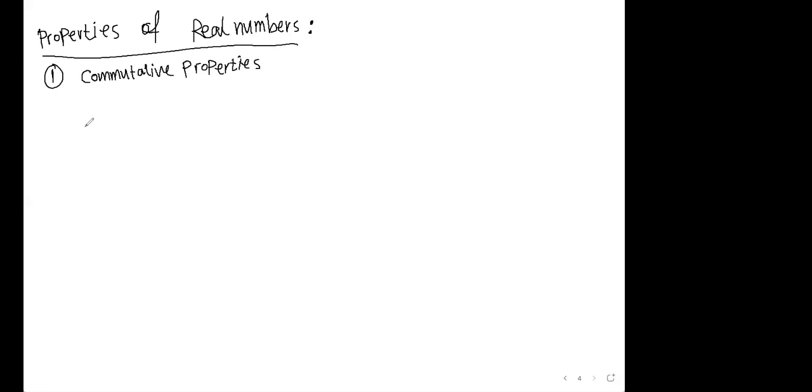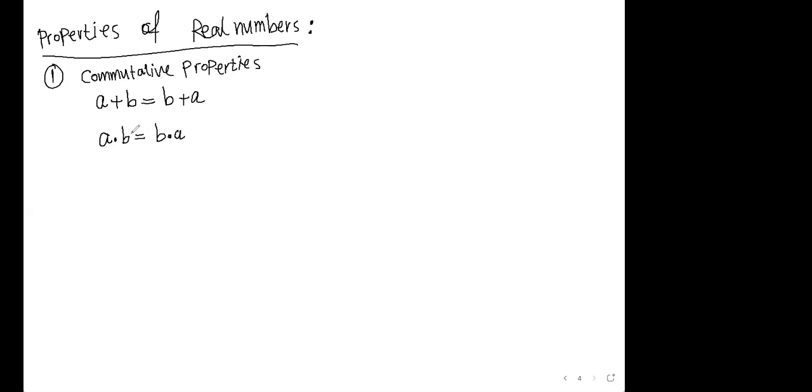The first property is called the commutative property. What does that mean? This means for any two real numbers, A and B, if I add A to B, it is the same as adding B to A. So A plus B is the same as B plus A. If I start adding the first number to the second number, it is the same as adding the second number to the first number. It's called the commutative property. The same thing holds for multiplication. A times B is exactly the same as B times A.